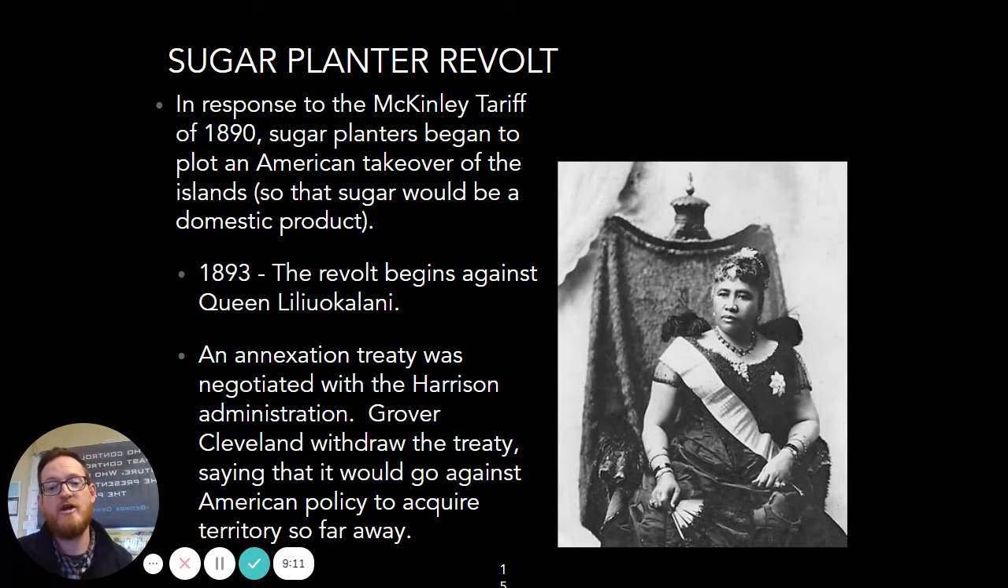So 3 years later, you're going to have a revolt start against Queen Liliuokalani, as I like to call her, Queen L, because I can't say her last name properly. And with that, she would be overthrown. She wouldn't be killed, but she would be overthrown and lose power there in Hawaii.